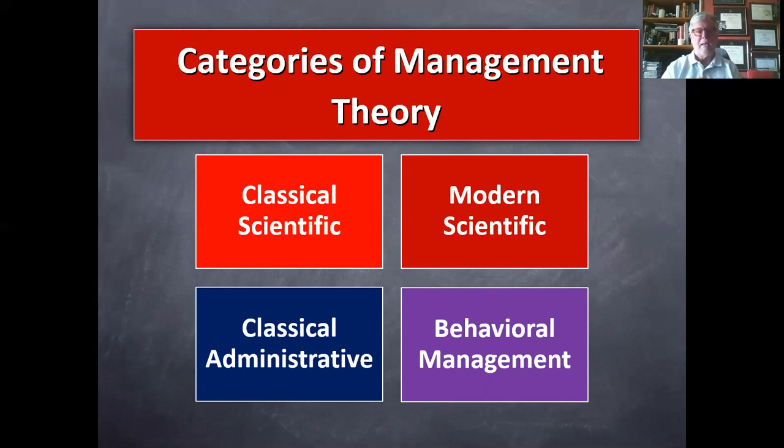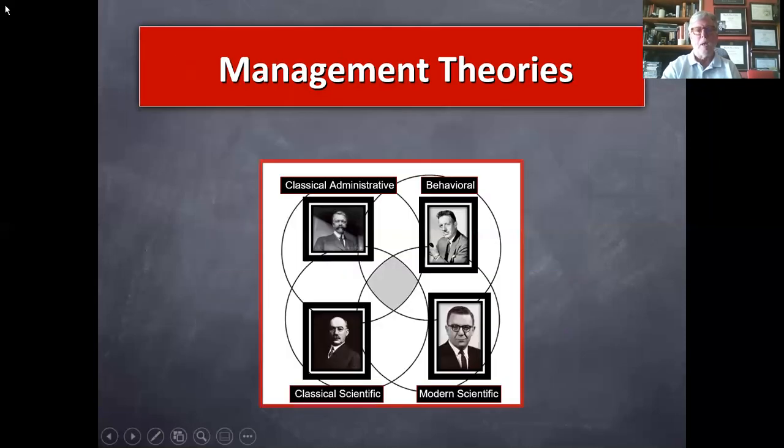And then, of course, we had the classic administrative, which was basically the soft side of running a business and people. And then we had the modern scientific, which we're going to go over here, and then behavioral management. So stay tuned for these two over here on the right. We also talked about these categories, and we showcased a couple of the pioneers. As I mentioned, you can find under the Files tab a lot of information about these pioneers.